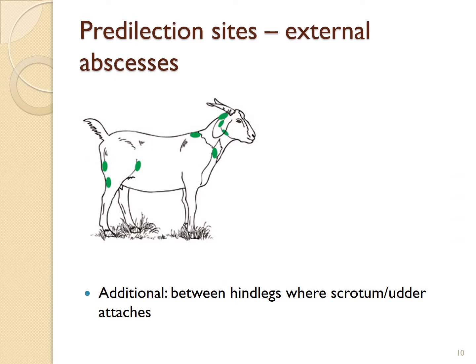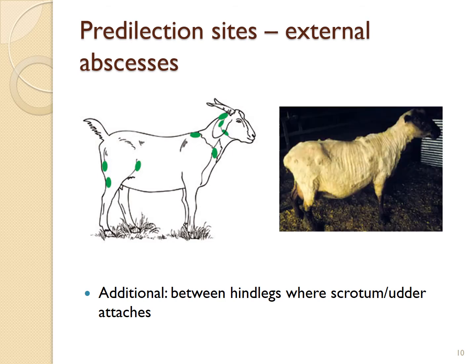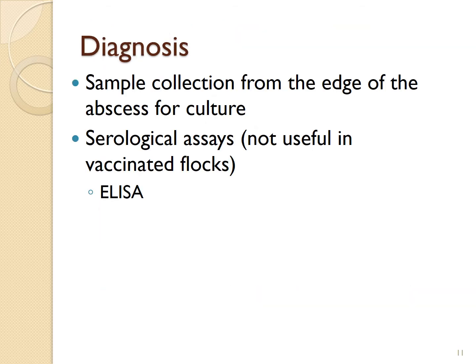Note the predilection sites, where abscesses are most often located: around the head and shoulders, on the hind leg, and in addition between the hind legs where the scrotum or udder attaches. These bacteria grow readily during routine aerobic culture, so a sample can be collected from the edge of the abscess for submission to a bacteriology laboratory. Serological assays exist in the form of an ELISA, but they are not useful in vaccinated flocks.